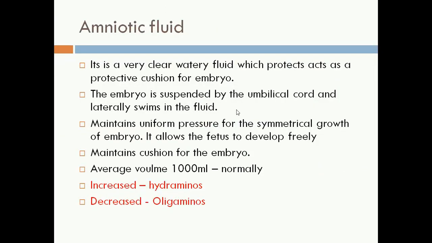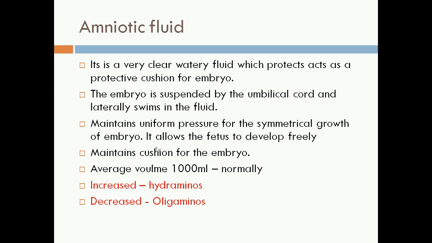Coming to the amniotic fluid. Amniotic fluid is a very clear watery fluid which acts as a protective cushion for the embryo. The embryo is suspended by the umbilical cord and swims in the fluid. The purpose of this fluid is to maintain pressure for symmetrical growth of the embryo, and it is also a medium for transmission. It's like a cushion to the embryo.